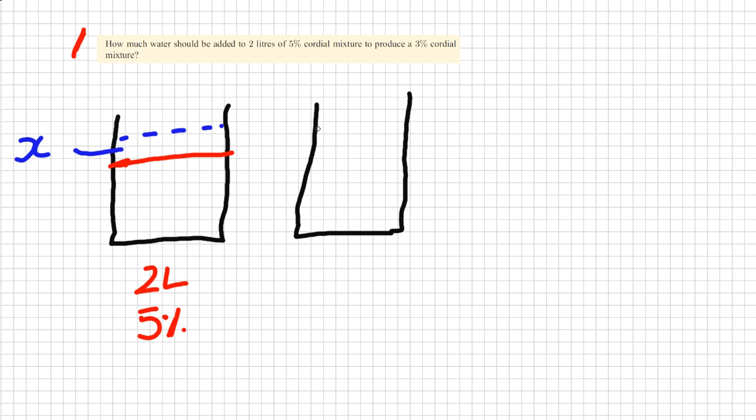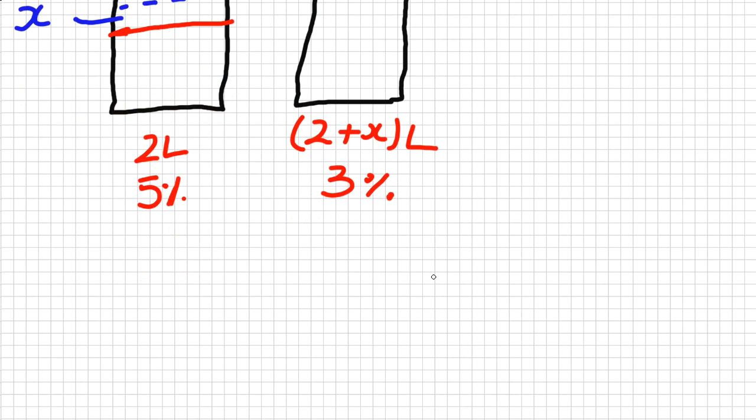So over here, I'm going to draw what we end up with. We end up with something that's a bit more full. We know that it's going to have a 3% concentration. But as for its volume, we look at what we started with, 2 litres, and we've added X litres. So our final volume will be 2 add X litres. So that's that first bit.